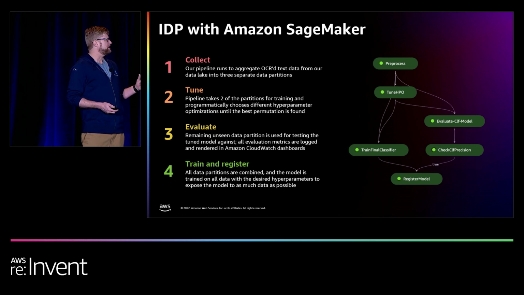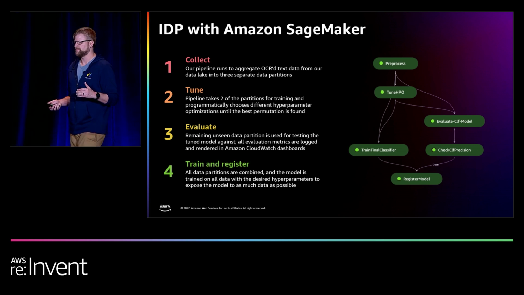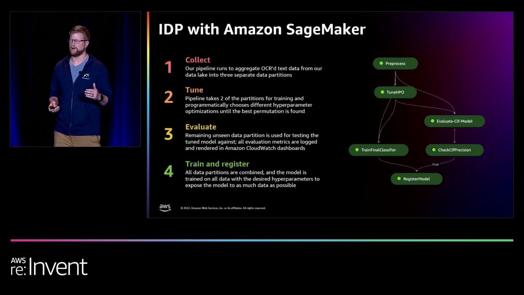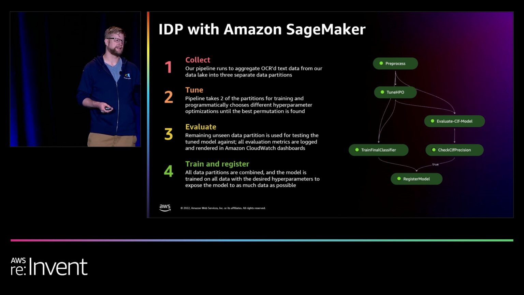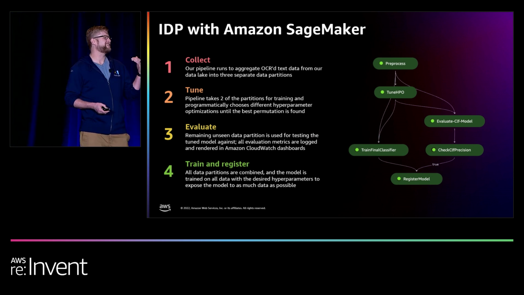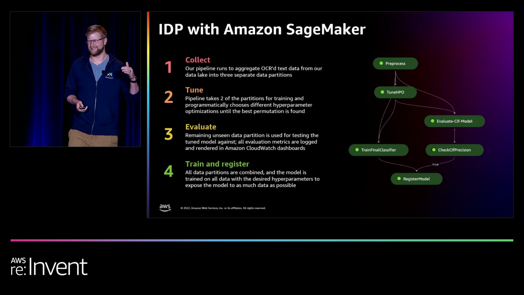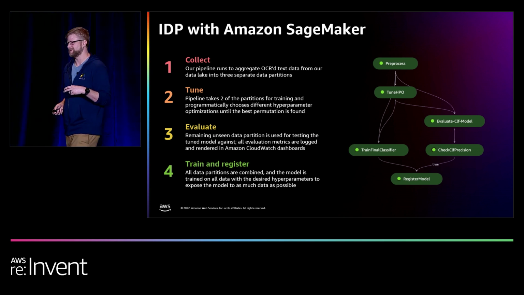The test partition, after we run that evaluation job, those metrics are stored in a CloudWatch dashboard for later use. And eventually we're parking the artifacts that are created from the training job in the SageMaker model registry.